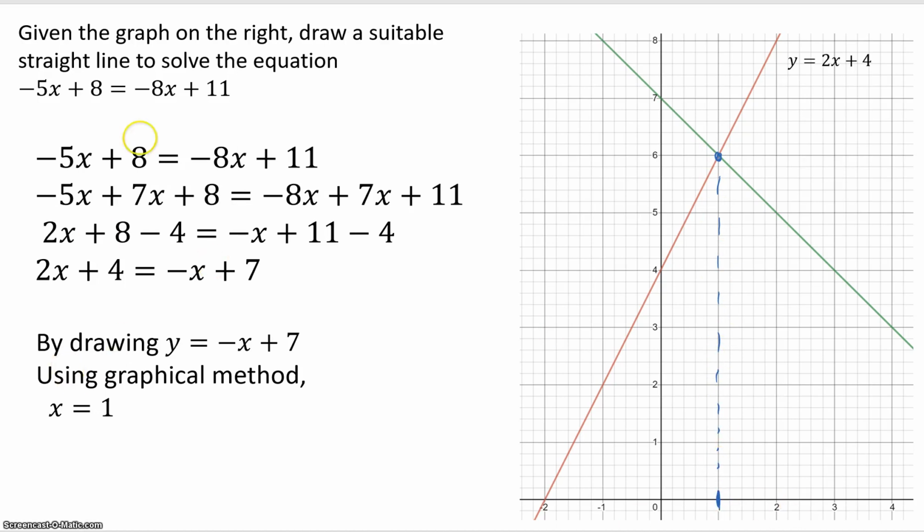So to finish up, I need to write the sentence by drawing y equal to negative x plus 7 from here, and using graphical method, x is equal to 1, and I need to dot this intersection point, and then from there I must draw down and show that x is equal to 1.